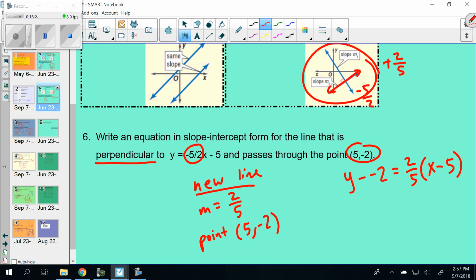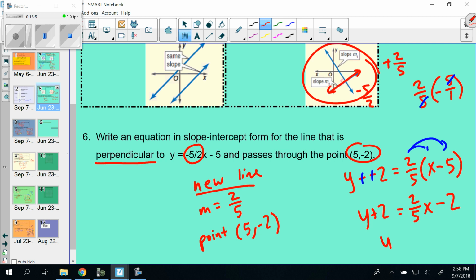So now we got some things we can do here, like that turns into adding. We can distribute 2/5 times x, 2/5 times -5. Remember, you can put that over 1. So if we're multiplying here, you can multiply across, or if you see that one's on top, one's on bottom, we can cancel out. So it looks like this equals -2. Now, the last step, subtract 2, and we get y equals 2/5 x minus 4. That would be the perpendicular line to the other one that also goes through that point.